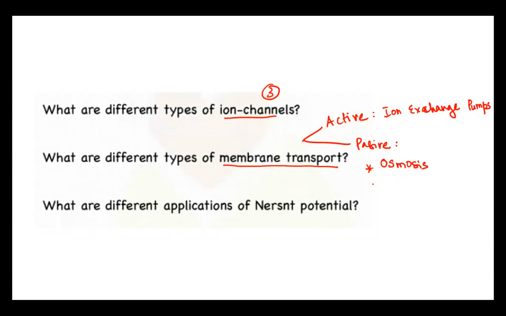Simple. Fine. And the same way you can say diffusion and facilitated diffusion. All those things, it doesn't require any power. Okay, so this is for passive transfer. Okay, what are the different applications of Nernst potential?